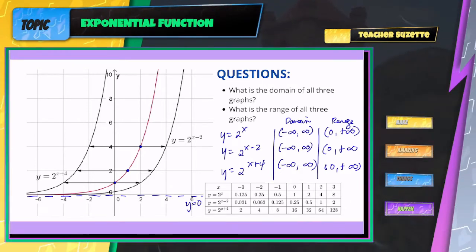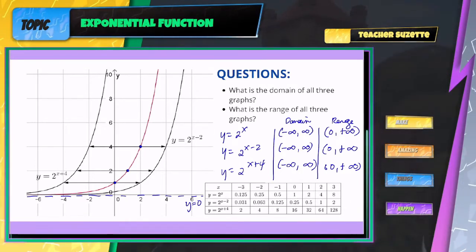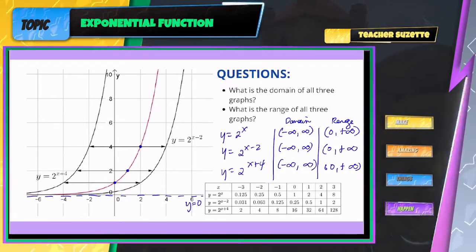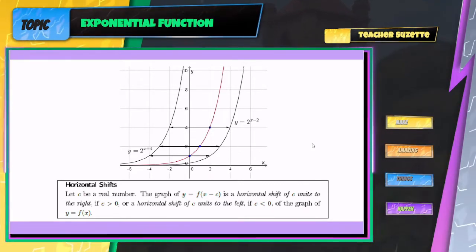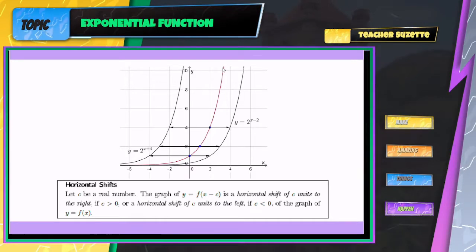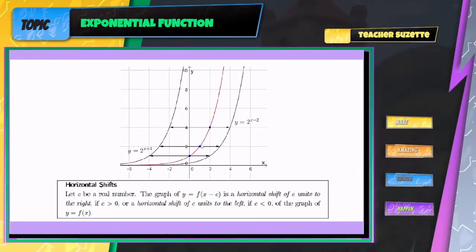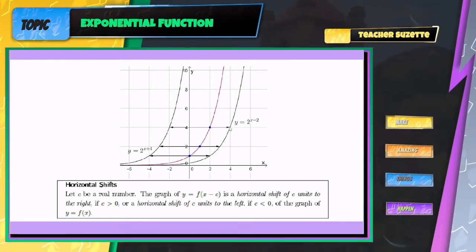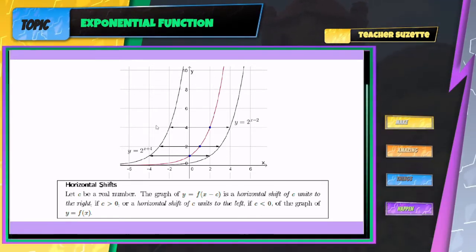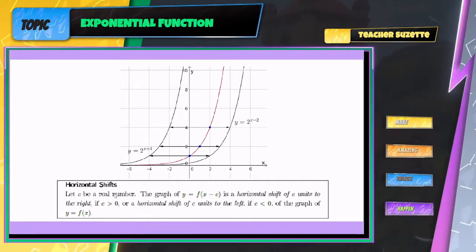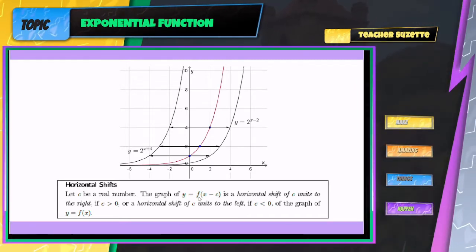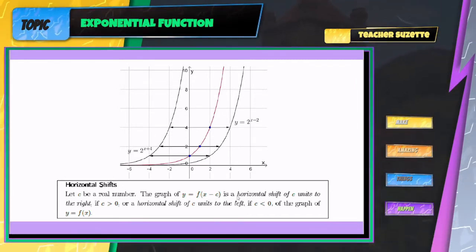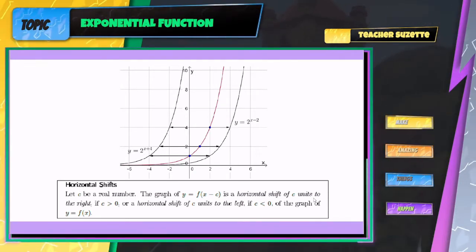So, ano po bang tawag natin dito sa nangyaring shifting or pagbabago or transformation ng ating graph? So, this is what we call the horizontal shift. So, obviously, ang graph natin with respect to the graph y is equal to 2 raised to x, meron tayong shift to the right and shift to the left. So, kailan daw po nangyayari ito? Horizontal shifts: let c be a real number. The graph of y is equal to f of x minus c is a horizontal shift of c units to the right if c is greater than 0.